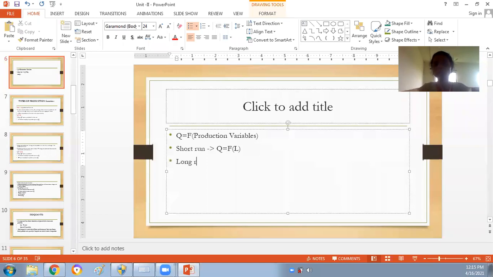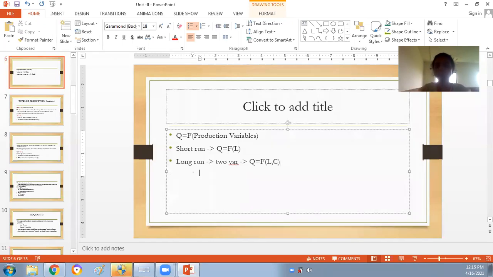This long run production function, again we have two types. That is long run production function with two variables. Now, what are those two variables? That is Q equal to F of two variables: one is L for labor, the other one is C for capital. Two variables can be changed in a medium term, that is labor and capital.